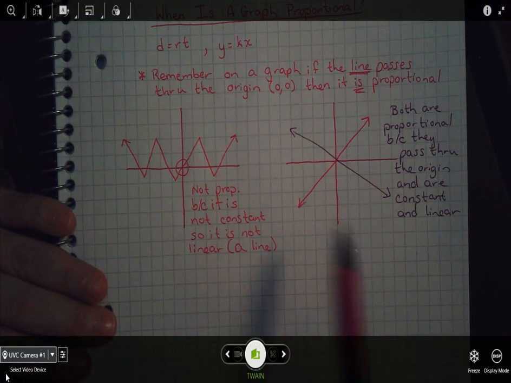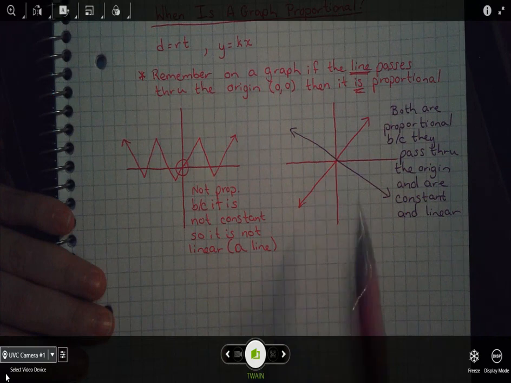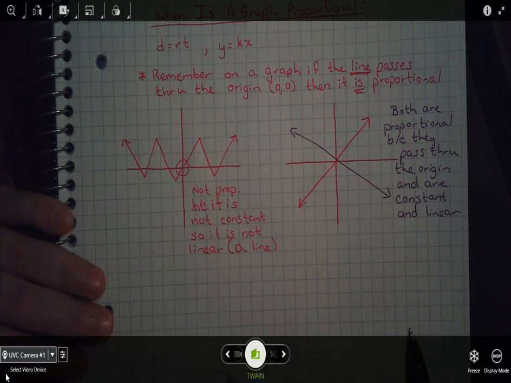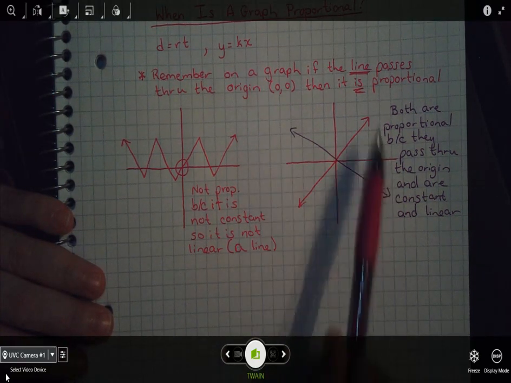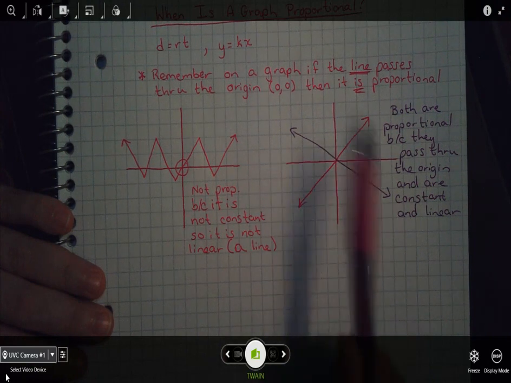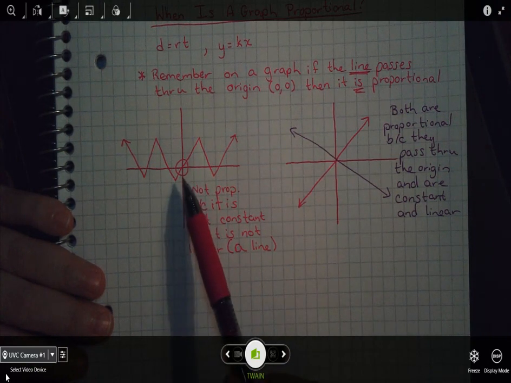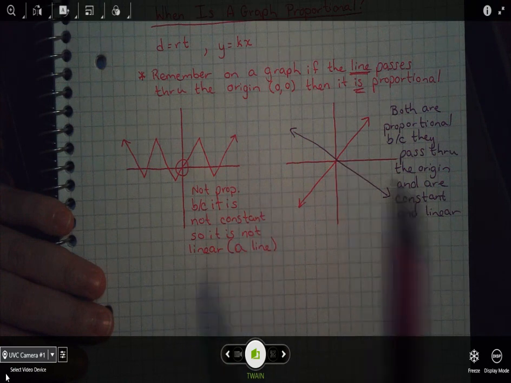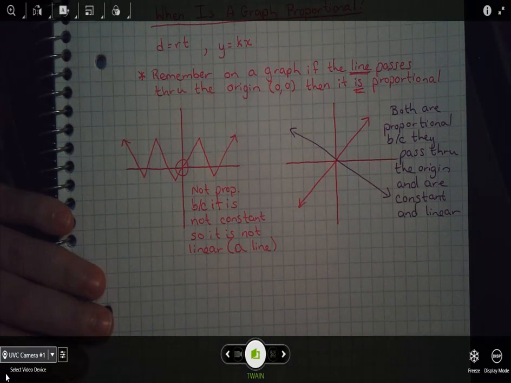But that's just kind of my 2 cents worth on that. So like I said, we talked about this before Christmas break. If it passed through the origin, then yes, it is proportional as long as this is a line. So it's constant. This is not. So you just have to be able to look at your different graphs.